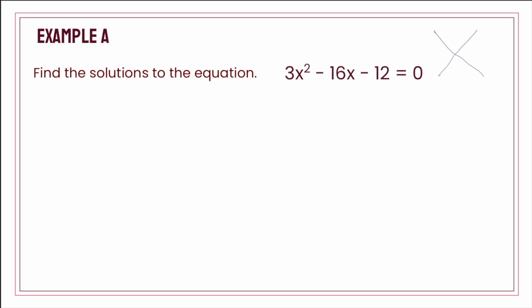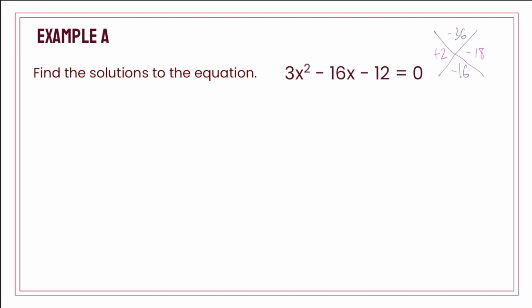We're going to multiply a times c, so 3 times negative 12 is going to give us negative 36, and we're going to do negative 16 as our b. So then we're going to look for things that multiply to negative 36, add to negative 16. 1 and 36, no, that's not going to work. 2 and 18 though will. All right, so I'm going to look for a negative 18 here, and then probably a positive 2, so that when I add positive 2 and negative 18 together, they're going to give me negative 16.